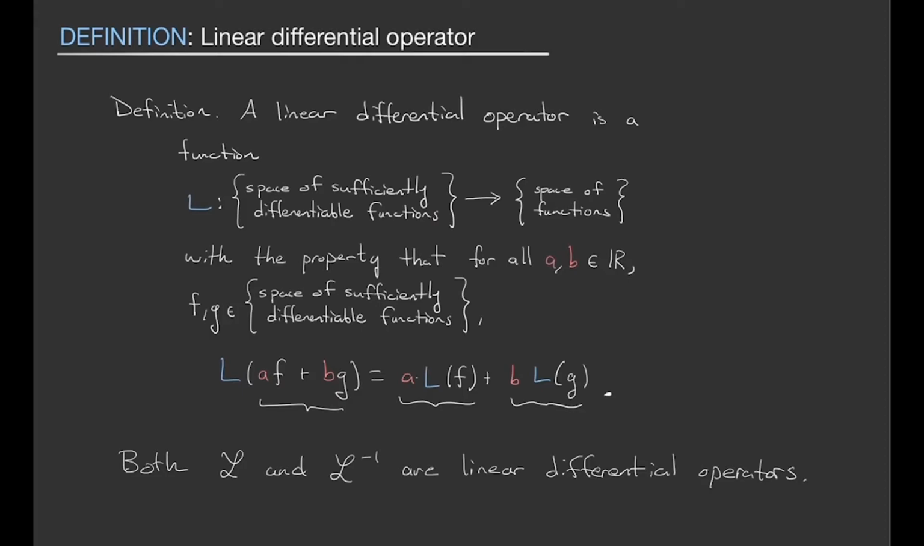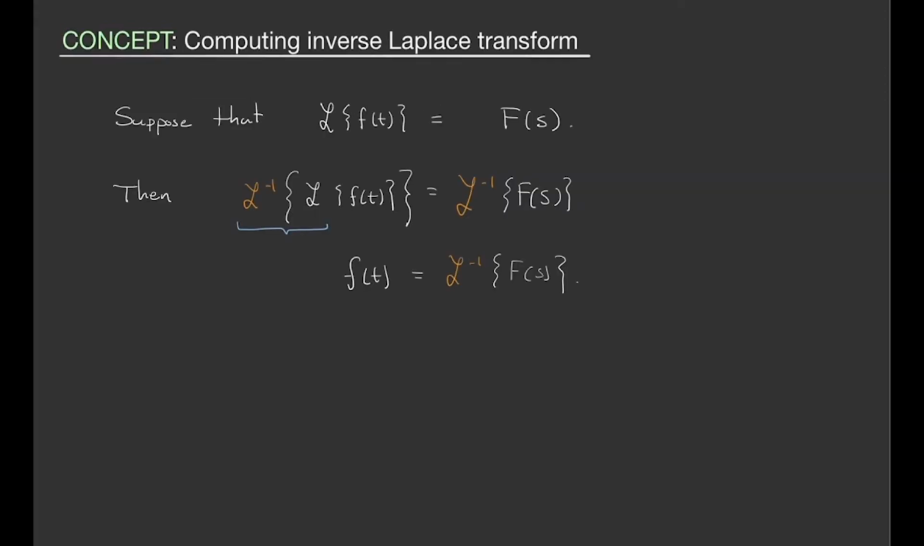Now let's see what it's like just to simply compute an inverse Laplace transform. Suppose there's a function f of t, and we apply the Laplace transform to it to get capital F of s. Then applying the inverse Laplace transform to both sides, we see that there's the opportunity for the inverse Laplace and Laplace to cancel, which they do, leaving us with just f of t. Meanwhile, there was nothing to cancel on the right-hand side, so we end up with the inverse Laplace of this function, capital F of s.